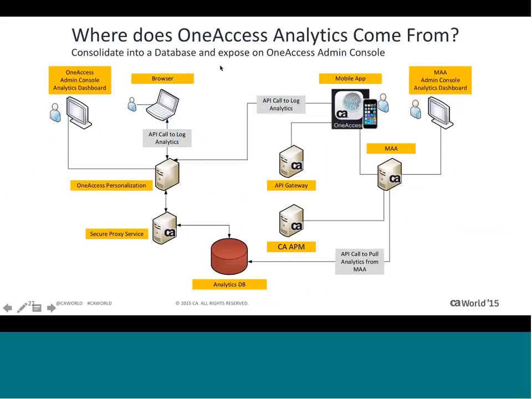Okay, so where do the analytics come from? Well, they come from a lot of different sources. As I mentioned, we have mobile application analytics, MAA, in the top right here. That's embedded into the mobile app, and that's being reported back to our SaaS platform, the MAA product. We have the mobile app calling to our gateway, and the gateway is logging all the application calls. The application calls can be gathered with our CA APM product, application performance monitoring, for performance analytics.